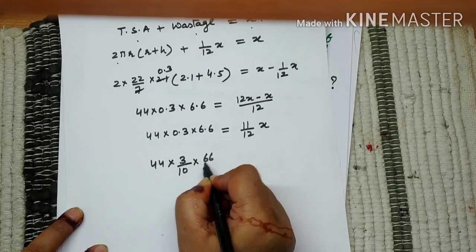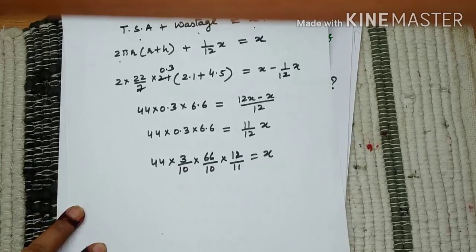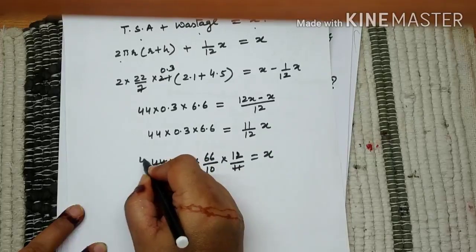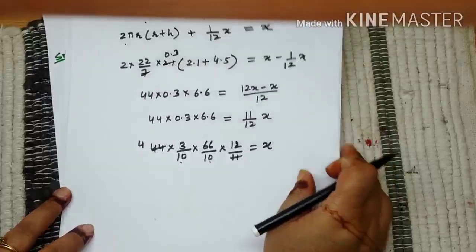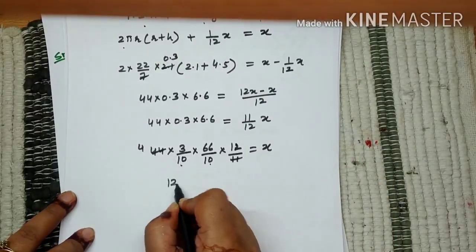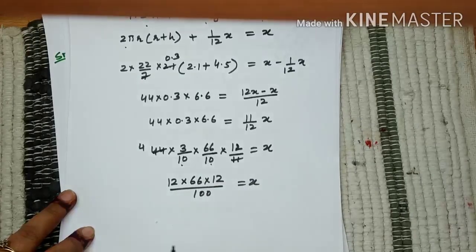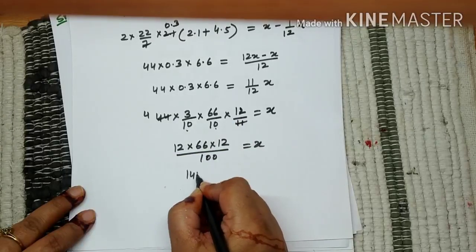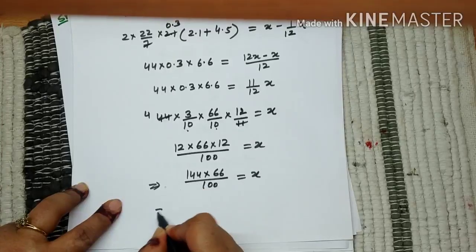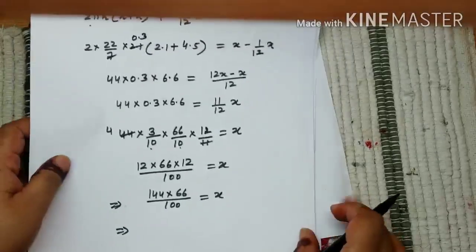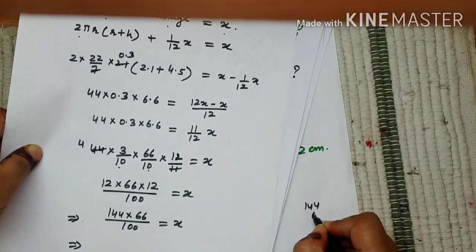Let's convert this into 66/10 into 12/11 is equal to x. 11 4s are 4. We will not disturb these decimals, these denominator tens, because it's easy to put just the decimal. So I have 4 3s are 12 into 66 into 12/100 equal to x. So 12 into 12 is 144 into 66/100 is my x. So we need to find out 144 into 66. Let's multiply together.